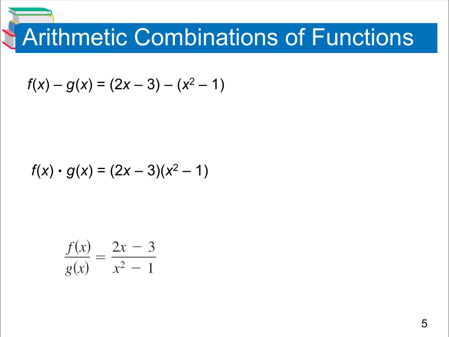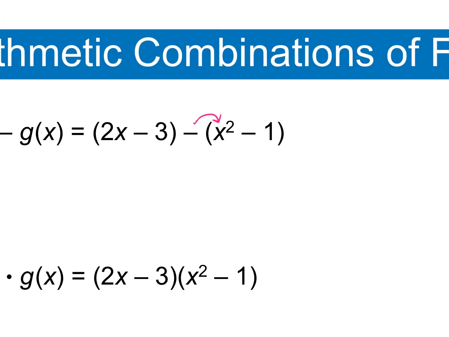Look at some examples. For your next one, you have f of x minus g of x. So for this one, we're just taking f of x, which is that 2x minus 3, and subtracting the g of x, which is that x squared minus 1. So first thing we're going to do here is distribute that negative into the parentheses. So you are going to have 2x minus 3 minus x squared plus 1.